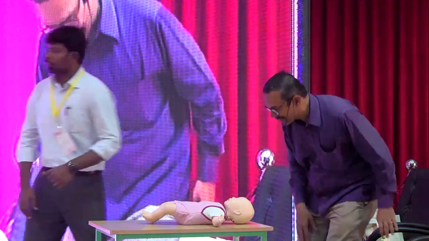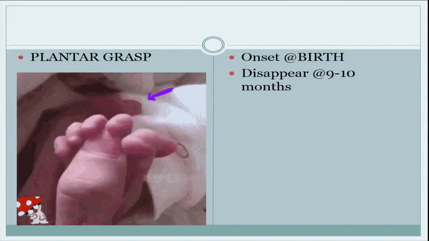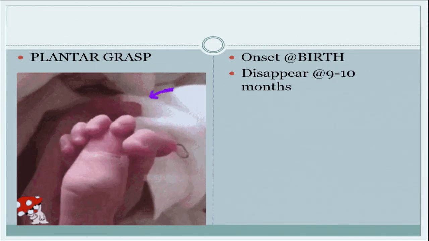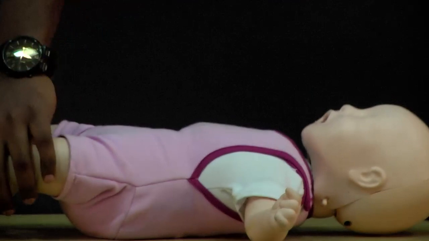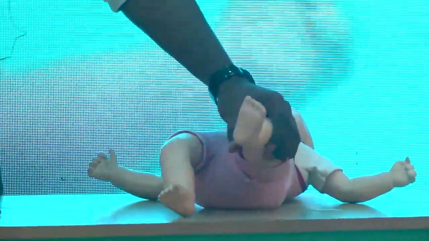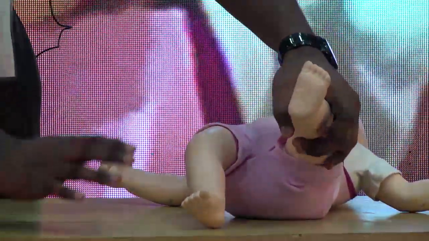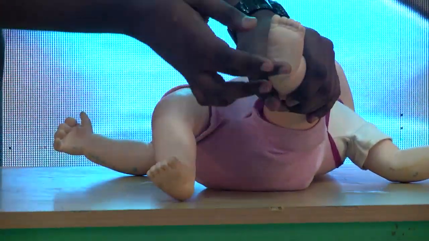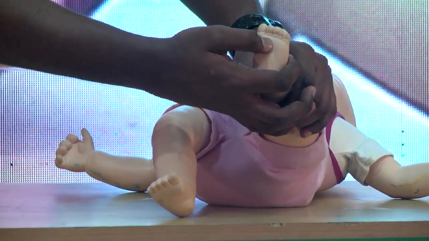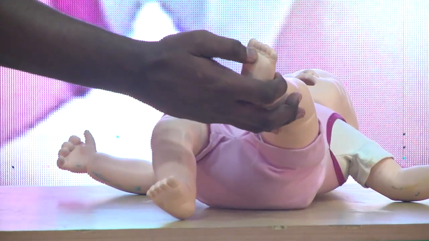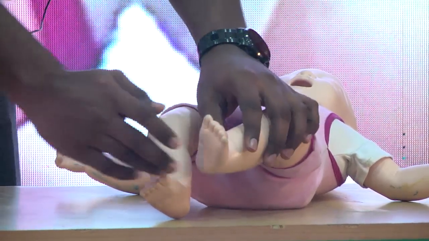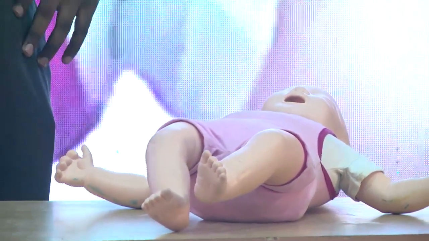Good. Next one. Sir, next one is plantar grasp. Sir, demonstrate to them. For plantar grasp, the stimulus should be given on the anterior part of the sole. Gently, with a somewhat deep press, the baby's toes curl around your finger. That's the reflex of the plantar grasp. Good. The most important part here is the anterior part.